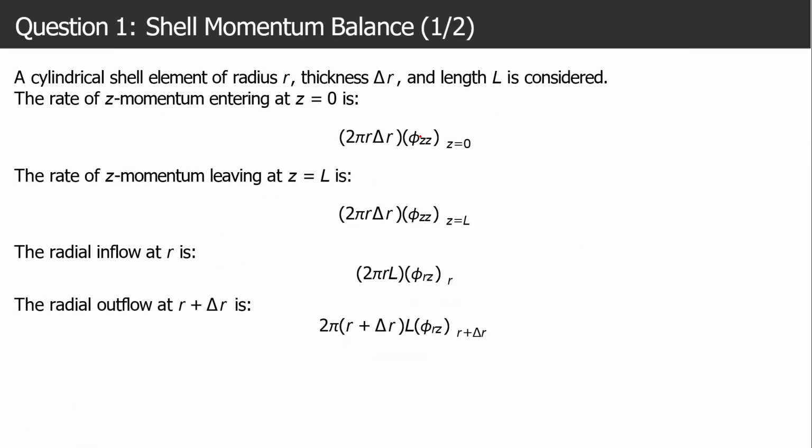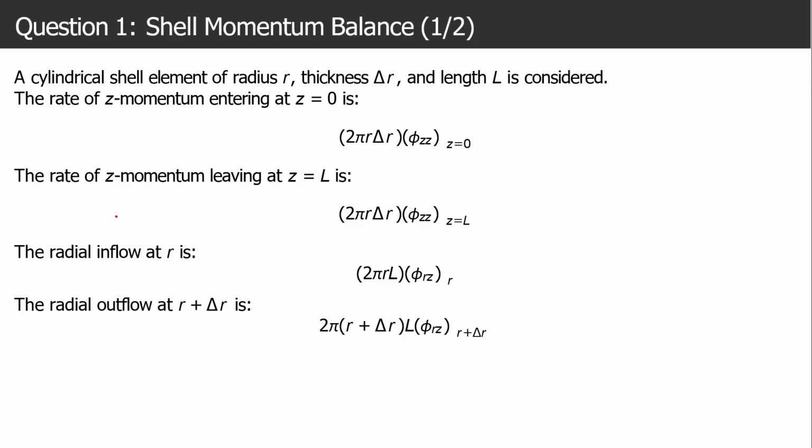So 2 pi r delta r will be the area, at z equals 0, and the same area will be at z equals L. So these are the two terms, one entering and one going out. It's a shell actually. We will be integrating from 0 to L, and this is how it will look. So this is the first case, for phi zz.